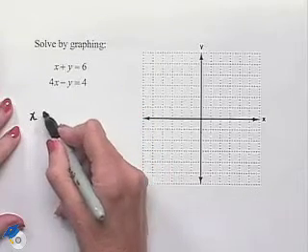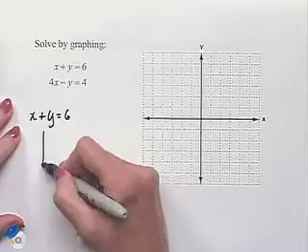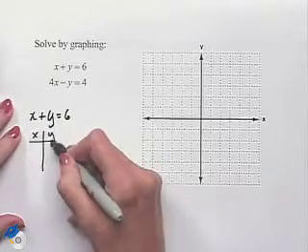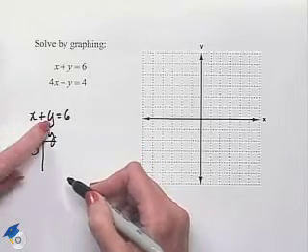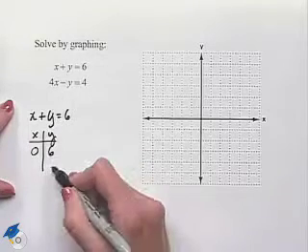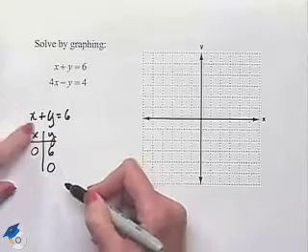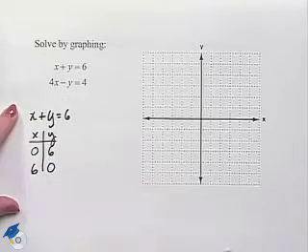So we have our first line, x plus y equals 6. We're going to quickly find the intercepts here. We can do that by letting x equal 0 in the equation. Let's see, we'd have 0 plus y equals 6, which means y has to equal 6. And if we let y equal 0, we'd have x plus 0 equals 6, and x would have to equal 6. Let's plot those 2 points.